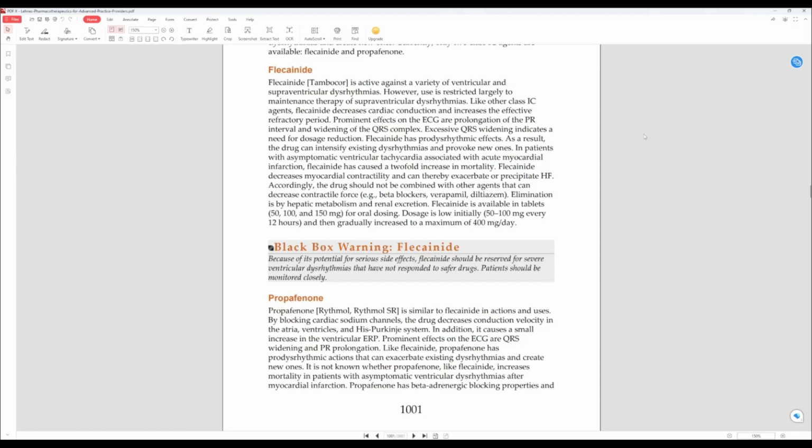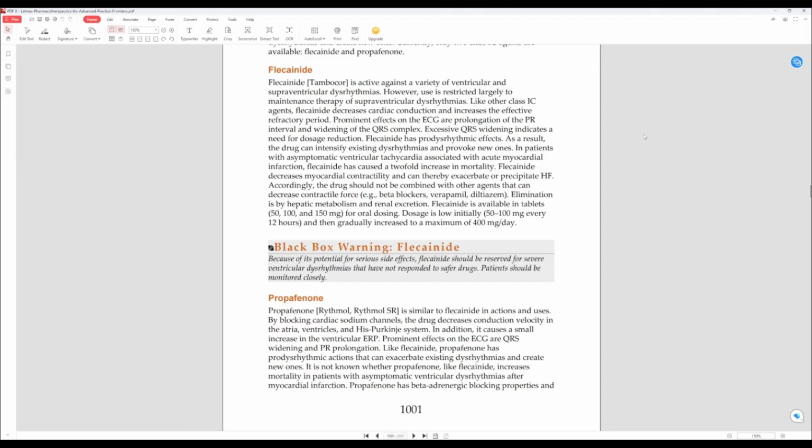Flecainide has a pro-dysrhythmic effect. As a result, the drug can intensify dysrhythmias and provoke new ones. In patients with asymptomatic ventricular tachycardia associated with acute myocardial infarction, flecainide has caused a twofold increase in mortality. Flecainide decreases myocardial contractility and can thereby exacerbate or precipitate heart failure. Accordingly, the drug should not be combined with other agents that can decrease contractile force.